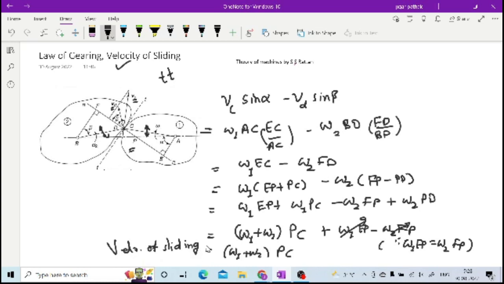Now how can you interpret this? See, omega 1 plus omega 2 are the... Sir, excuse me? Yes. Sir, please explain how omega 1 EP equals omega 2 FP.